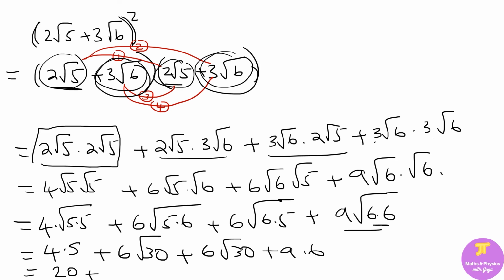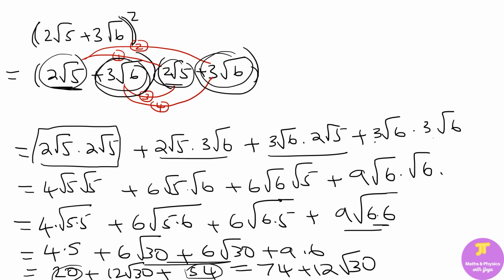6, we cannot find the square root of root 30, so we'll keep it as is. So 6 root 30, 6 root 30, so they will become 12 root 30. And 9 times 6 is 54. So the final answer is 54 plus 20 is 74, plus 12 root 30. This concludes the expansion.